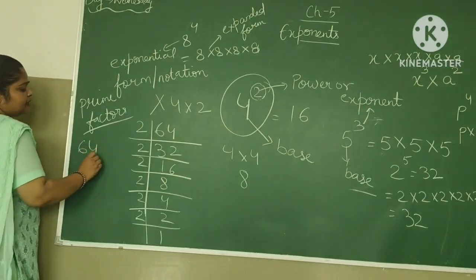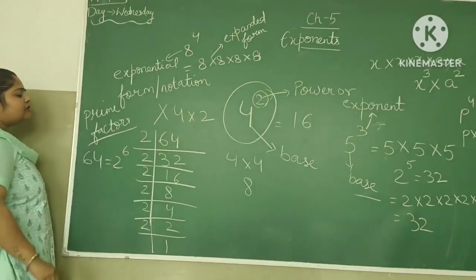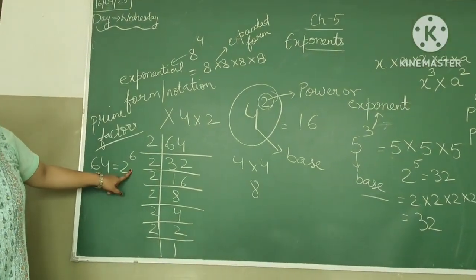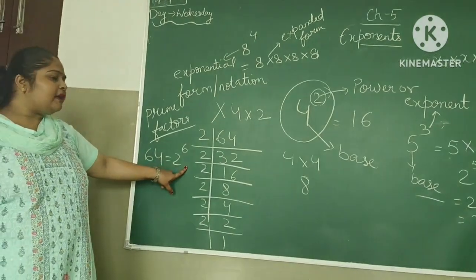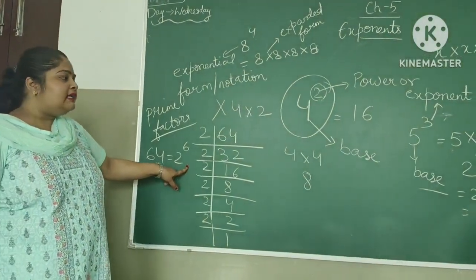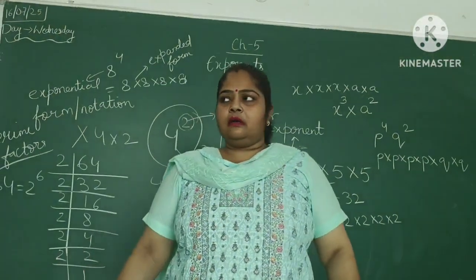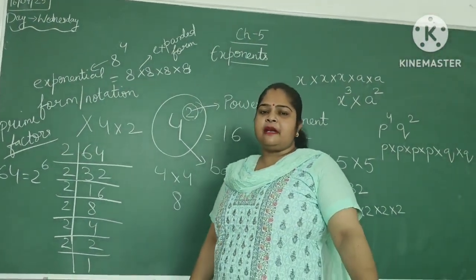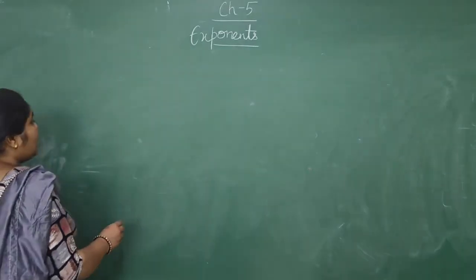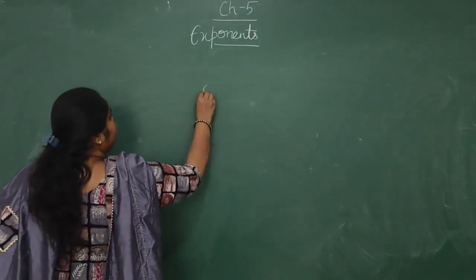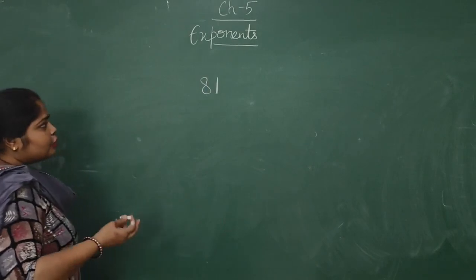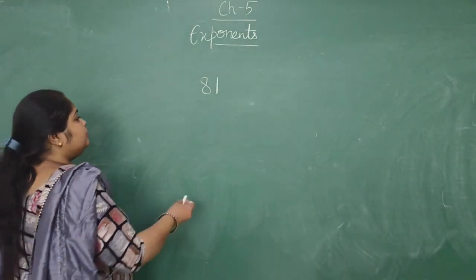So we can write 64 in the form of exponents like this, 2 to the power 6. So this will clear the topic again. I will explain to you again. Till now you learned this concept, how to write any number in exponential notation or expanded form. We will understand how to give exponential notation form to any number, like 81, let's say.